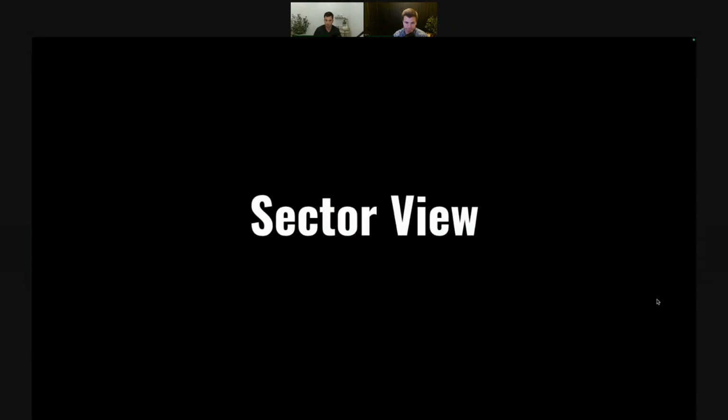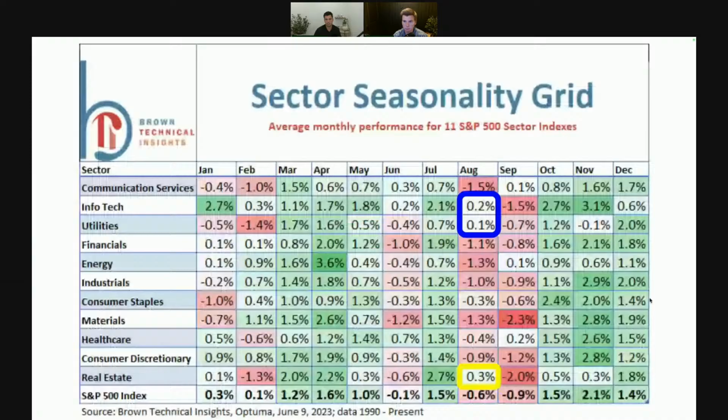That'll be fun. For our sector view, same thing I showed you last week. This is our chart for seasonality in August. Notice it flipped from all green in July to mostly red in August. Tech, utilities, and real estate are the only ones seasonally positive. This one is in yellow because I do not like real estate right now, but I do like infotech and utilities, and we've been trading that for the last few weeks in a row.